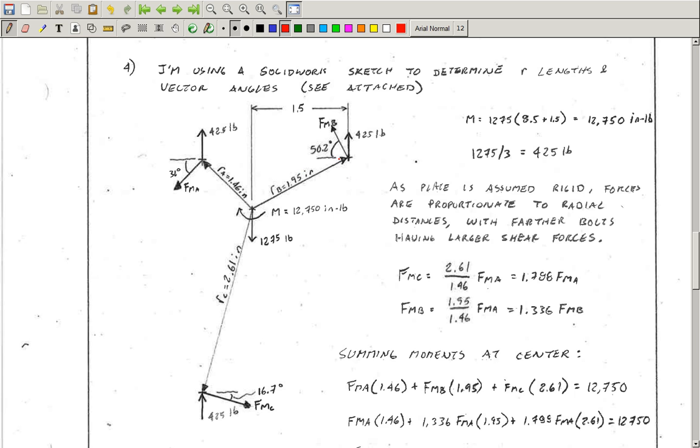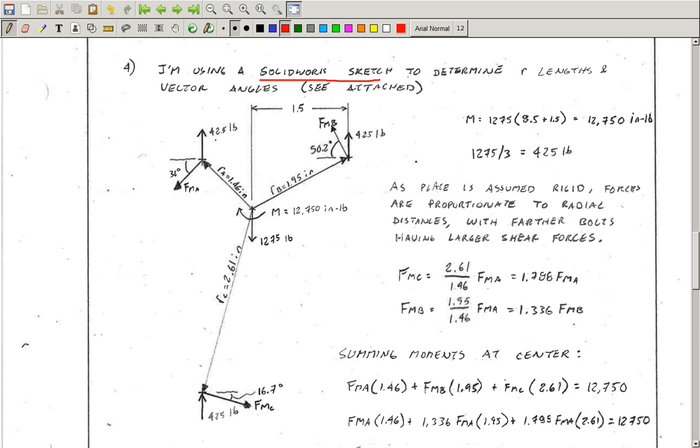So in the solution, I start with just a sketch, a free body sketch of the resultant situation, where I've got each bolt identified and I've located the centroid and calculated the radial distances from the centroid to each bolt. Those radial distances, along with the angles I'm using, I actually just used a SolidWorks sketch to figure those out, but you could do it with a bit of trig as well.